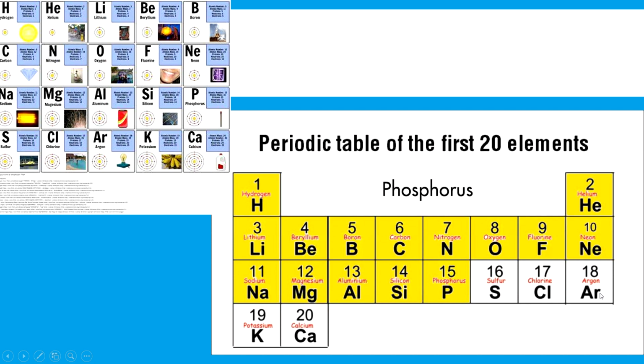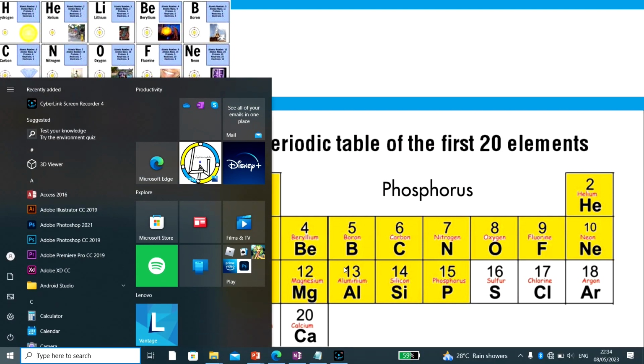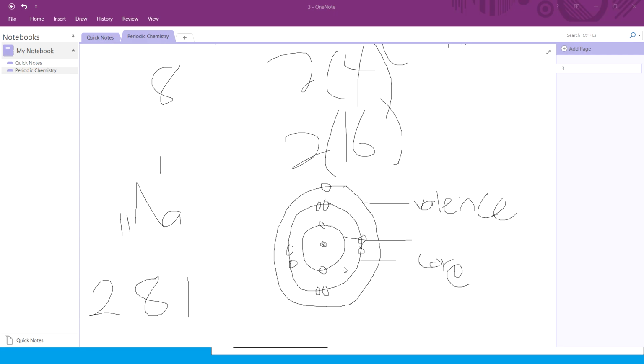How did we get to know the number of valence electrons? It's very simple. Let's consider boron and aluminium. We know that boron has an atomic number of 5. Aluminium has an atomic number of 13. So let's go back to our sketch pad and sketch down something.